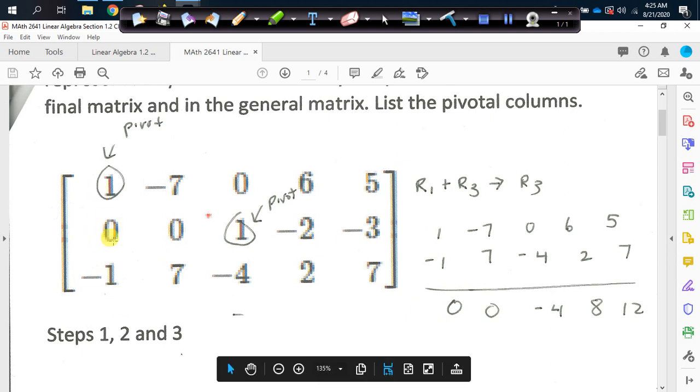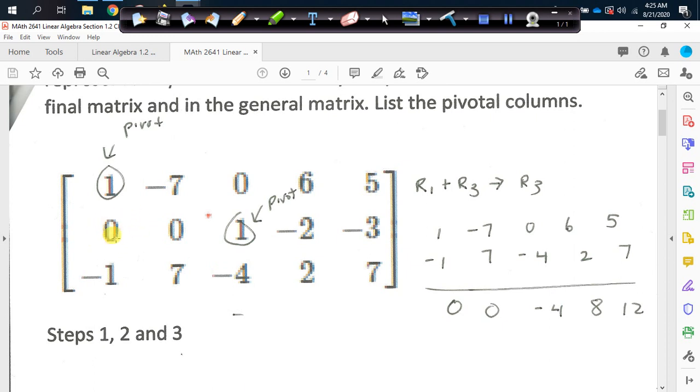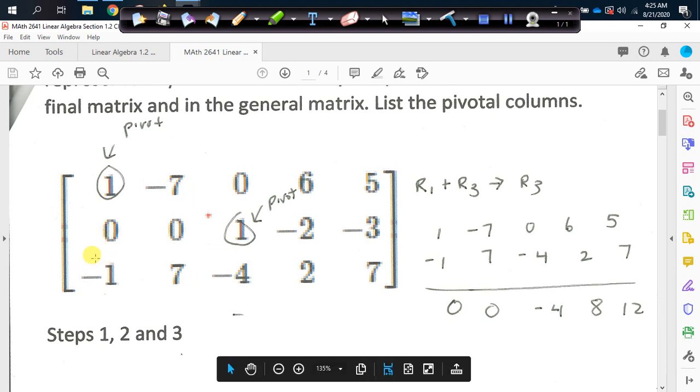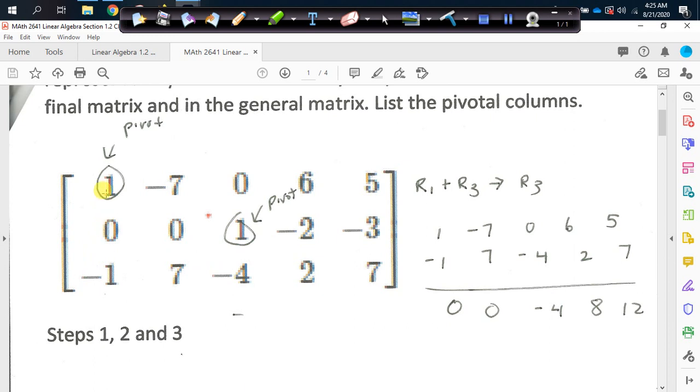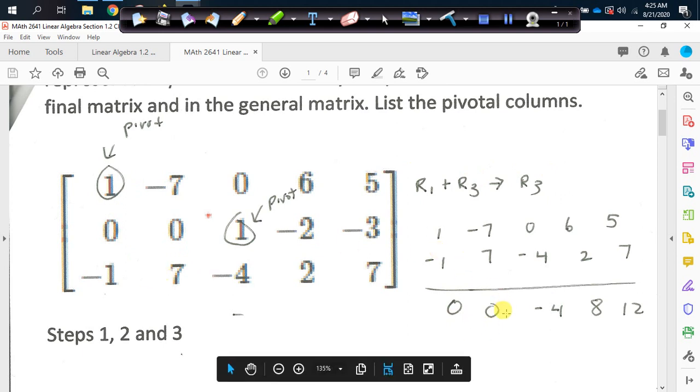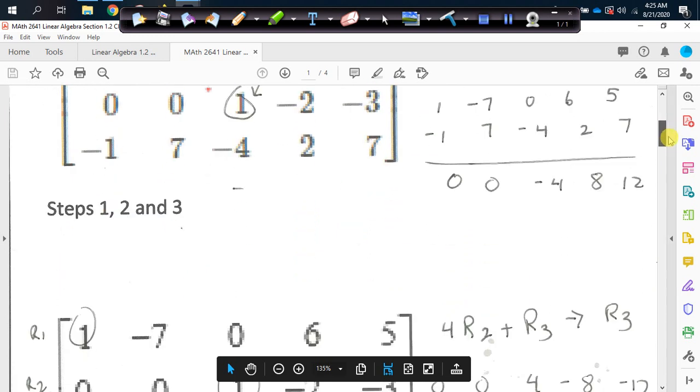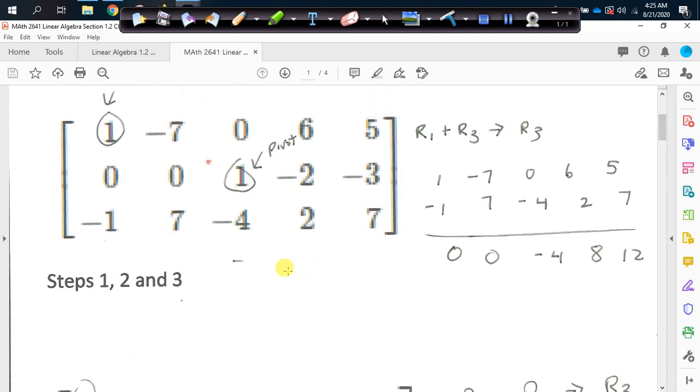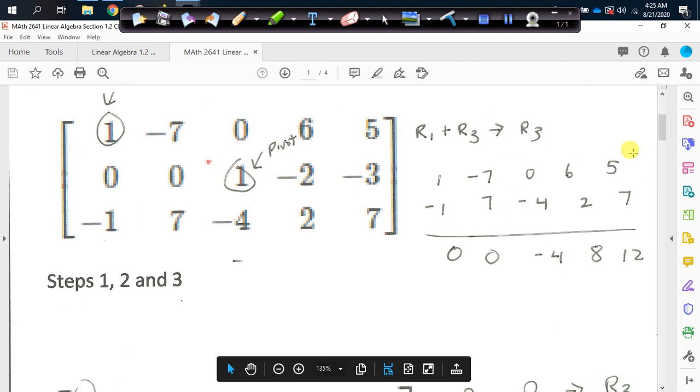If there had been a non-zero entry here, I would have gotten rid of it as well. You could also interchange the rows right here. It doesn't really matter. I'm not sure there would be a reason to do that. But if I just add row 1 to row 3 and make that my new row 3, notice that I get this, and that's going to be my new row 3. And so these are just steps 1, 2, and 3 from the algorithm.